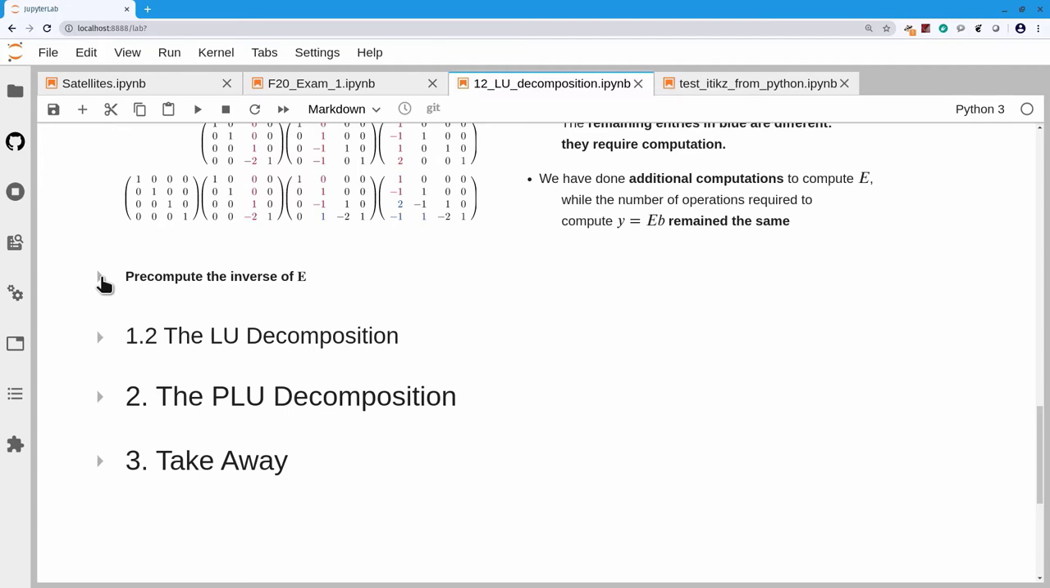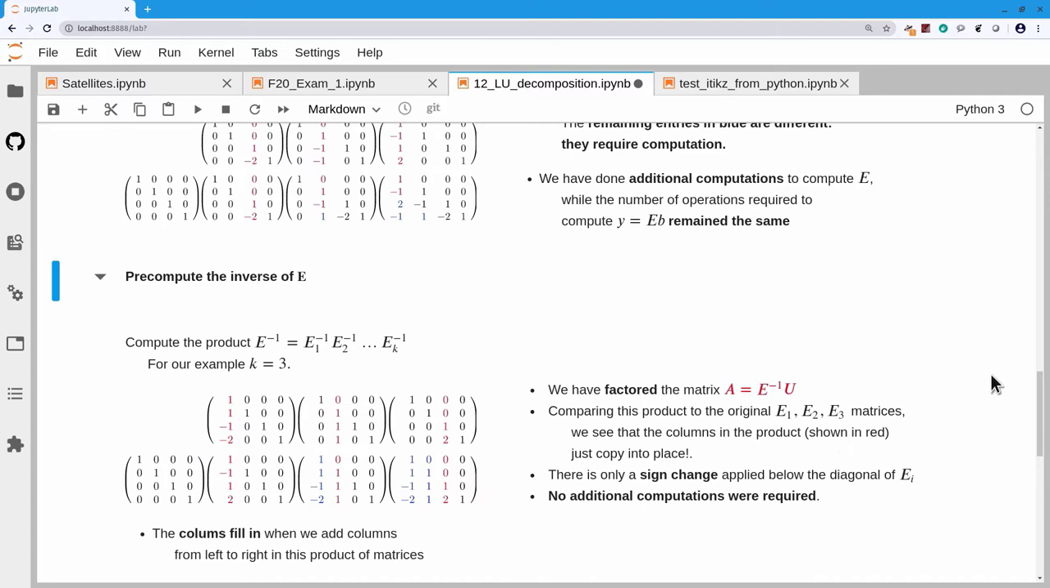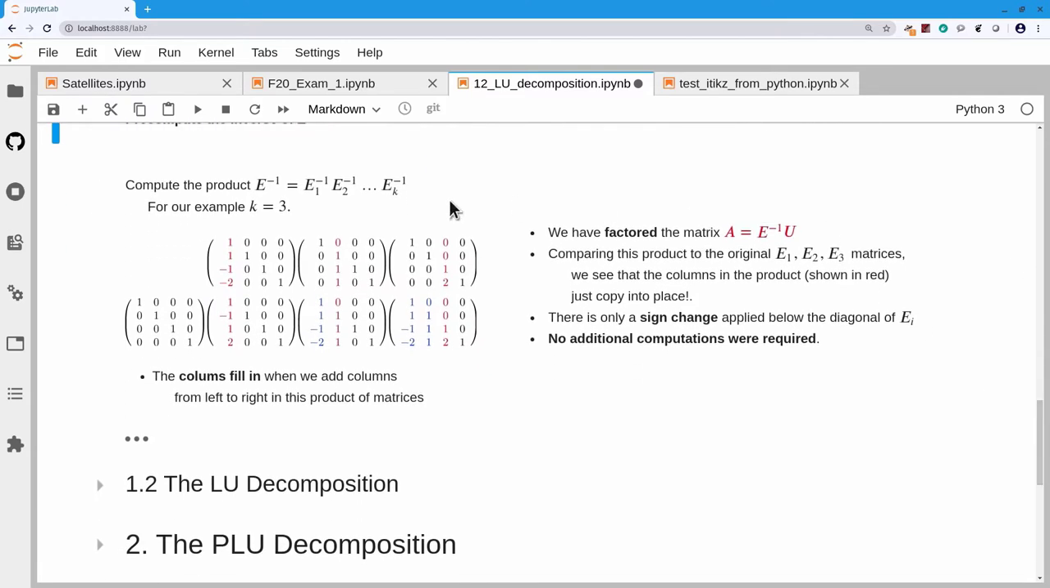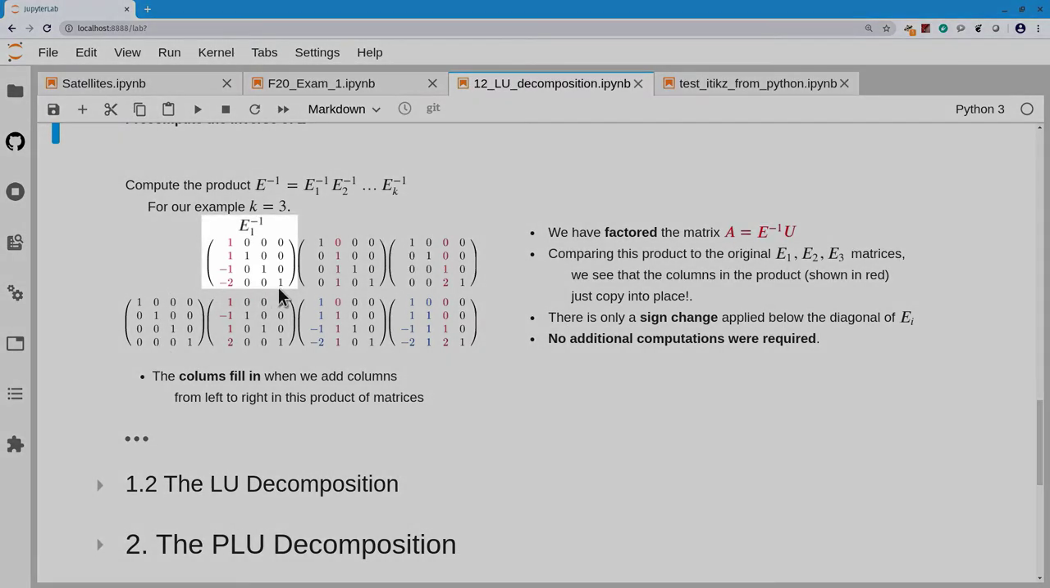Let's look at what happens if I try it the other way around, if I compute the inverse of E instead. The inverse of E is E1 inverse times E2 inverse, all the way to Ek inverse. And I'll set up my multiplication in the exact same way. So here is I times E1 inverse, the product times E2 inverse, the product times E3 inverse. Now when I check what happens with my multiplication, I notice something interesting. The first column copies in. Our matrix was the original I matrix, and now the first column has been replaced by the column of non-zero entries in matrix E1 inverse.